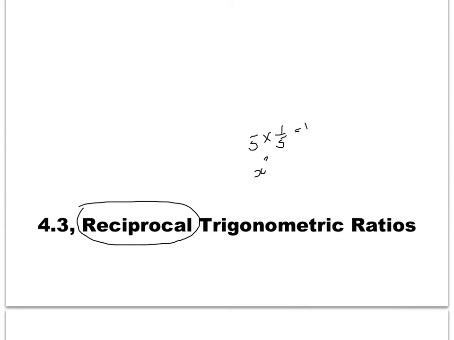Or x squared plus 1 and 1 over x squared plus 1 are reciprocal because if you multiply these two, you're going to get 1. Now we are going to define reciprocal trigonometric ratios. We are going to define three new ratios based on our previous trigonometric ratios, sine, cos, and tan. These ratios are called cosecant x, secant x, and cotan x.